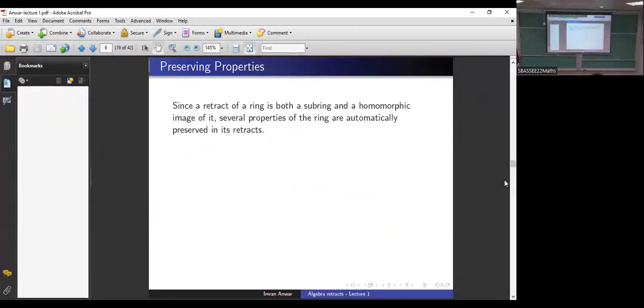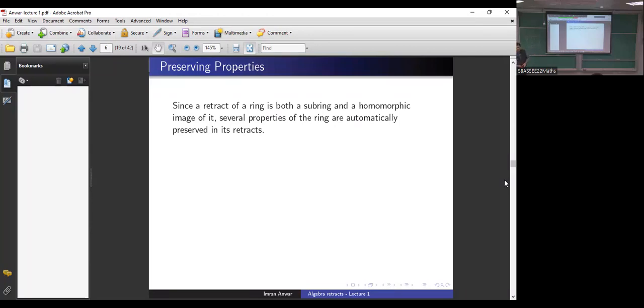Okay, this is one aspect. So Costa's problem is also one of the central problems, which is giving an answer to the Zariski cancellation problem. So now, what kind of preservation problems are being studied, and what are the interesting algebraic research happening in this particular direction? Since a retract of a ring, both subring, homomorphic images, several properties of the ring are preserved. So if you are assuming a particular ring and you are taking the retract, this is one of the problems: which kind of property transfers from the original ring to its retract.